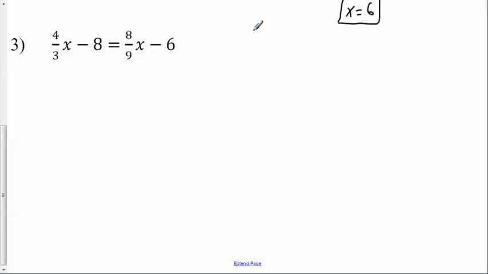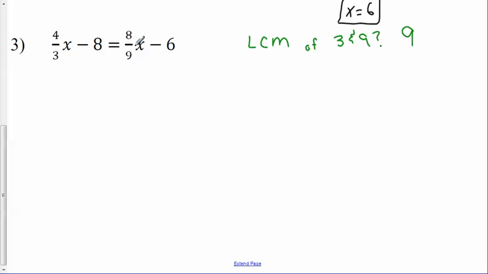Now to do this, what you're going to do is multiply the entire equation by the least common multiple of the denominators. So I want to know what's the least common multiple of 3 and 9. The multiples of 3: 3, 6, 9, 12, 15, 18, 21. Multiples of 9: 9, 18, 27, 36. What's the multiple they first meet at? That would be 9.